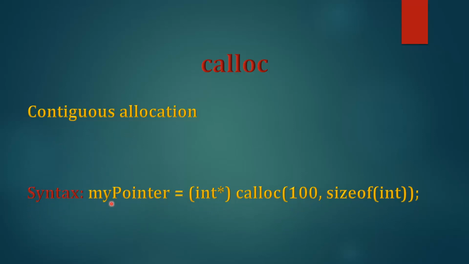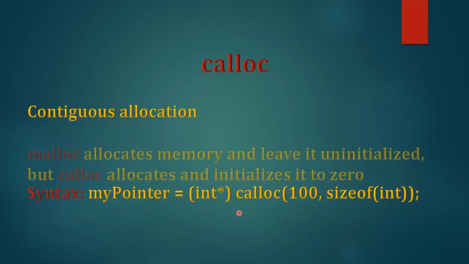Now let's move to calloc. Calloc simply means contiguous allocation, and the syntax used is this one. My pointer equals int star as before, then calloc instead of malloc, and then inside it there are two parameters. First, the number of variables that we want the space to be able to accommodate, and the second will be the size of one variable. In this particular case, we are assuming we want a space allocated which is capable of accommodating 100 integers. So that's why we have mentioned 100, comma, size of one integer. This will be a standard syntax for calloc.